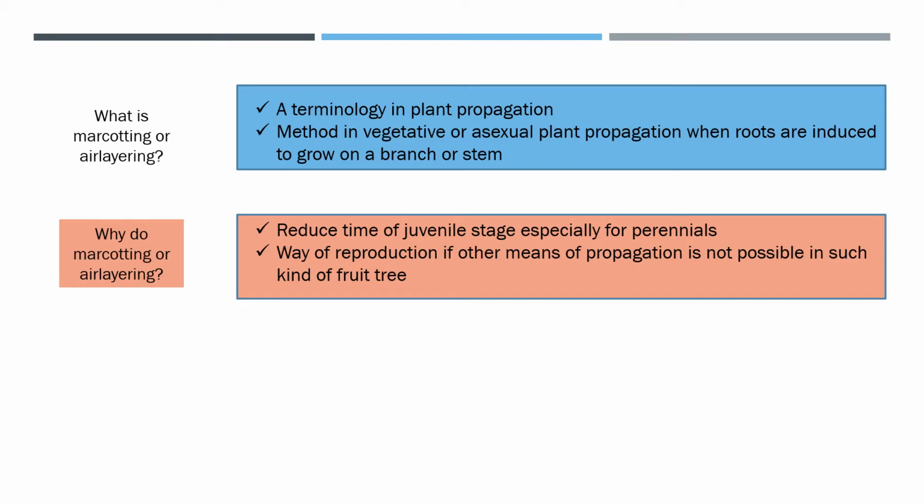And one reason, the main reason of course here, is to reduce time. You do marcotting or air layering to reduce the time of the juvenile stage, especially for perennials like our fruit trees. In human beings, we also have this juvenile stage, which is the teenage stage. In fruit trees, you reduce this juvenile stage so that they will flower as soon as possible. And this is also one way of reproducing a particular species of fruit tree if other means of propagation are not possible for that kind of fruit tree.